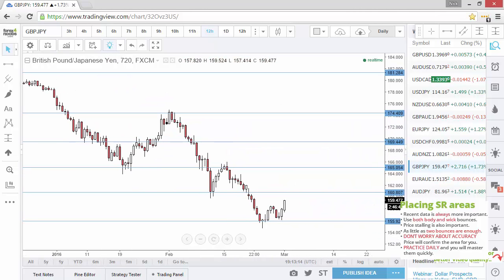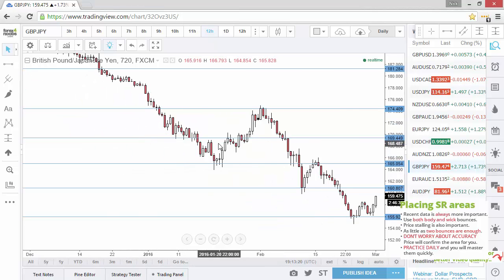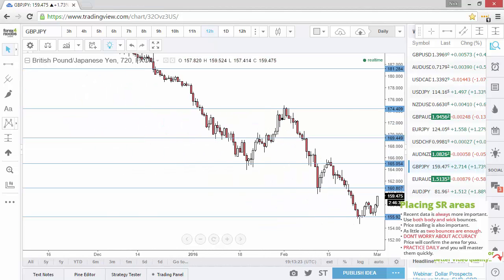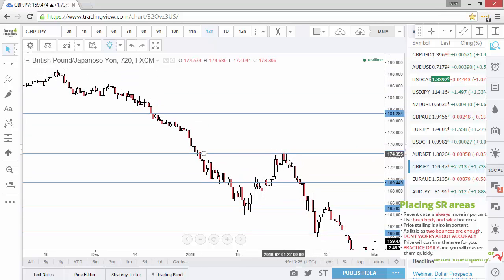But if price pushes through this area again and it doesn't really react at this level, I'll probably just remove this one, because it's placed based mostly on data that's pretty old. This one here is recent data, so this is a really, really strong bounce. I'm placing it based on a single bounce. Bam, strong bounce there, easy placement.